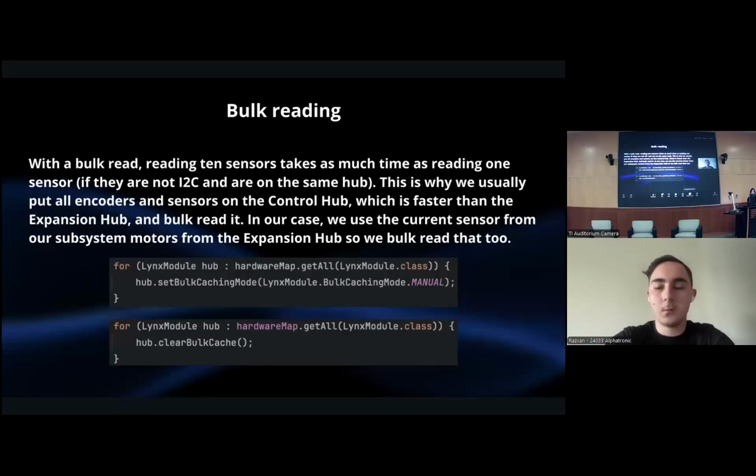So we use that. Try to only cache the control hub and put all your important servos, drivetrain motors, and sensors on that, because the hardware write and read times are a lot better, and use the rest for the expansion hub. We bulk read both because we call the current sensor from motors which are on the expansion hub, and we use the over current function because it's better for our refresh, and that is bulk read. So we must bulk read both.